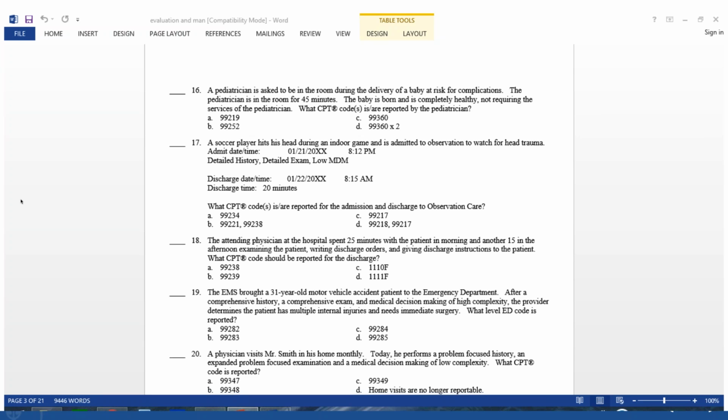Yep. Number 18, here we go. You should be able to fly through these, guys. Number 18, the attending physician at the hospital. I'm highlighting time in my question. Spent 25 minutes with the patient in the morning, right? 25 minutes. Remember, it doesn't have to be all consecutive. And then spent another 15 minutes in the afternoon. How long is that? 40 minutes? Examining the patient, writing discharge orders and giving discharge instructions to the patient. What CPT code should be reported?